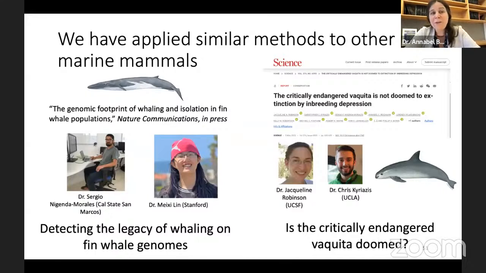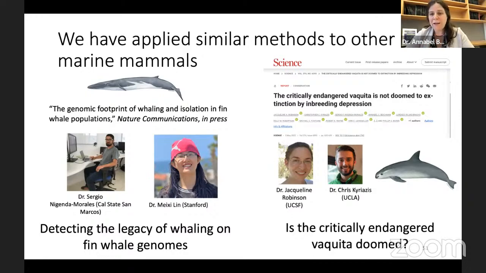I wanted to point out that we've actually been starting to apply similar methods that I use in the sea otter study to other marine mammals. So with my colleagues Sergio and Meishi, we worked to actually try to detect the legacy of whaling in fin whale genomes. So much in the same way we detected the impact of the fur trade on sea otters, Sergio and Meishi were able to detect just how severely whaling impacted fin whales.